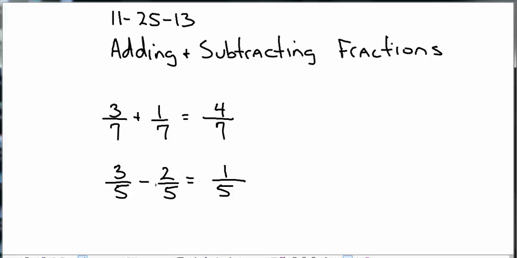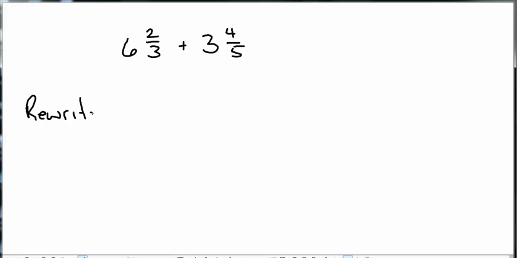Alright, now you got some mixed numbers. 6 2/3 plus 3 4/5. What you're going to do is rewrite these fractions. You're going to rewrite the 6 2/3 as 6, and just do this for now. Put the fraction bar there, plus 3 and another fraction bar.